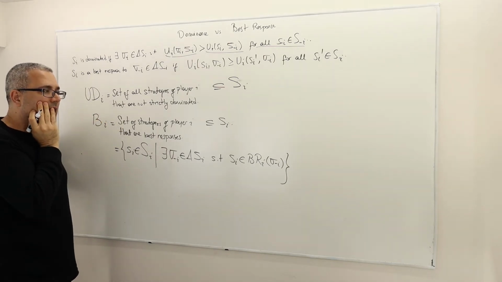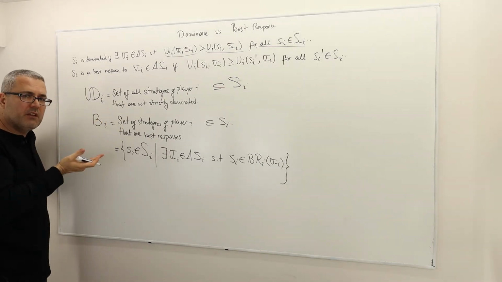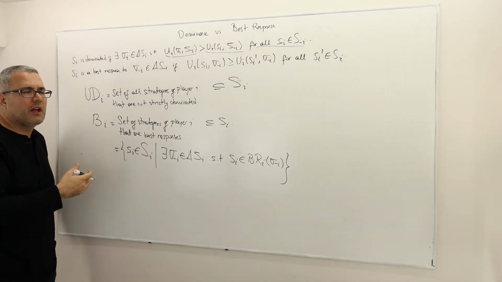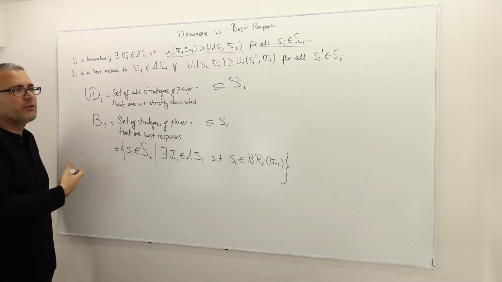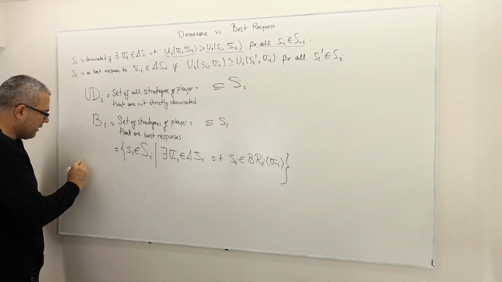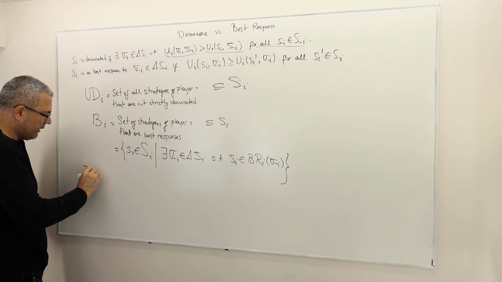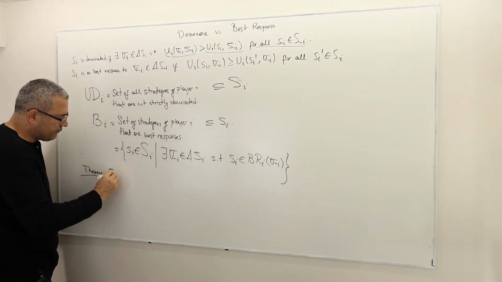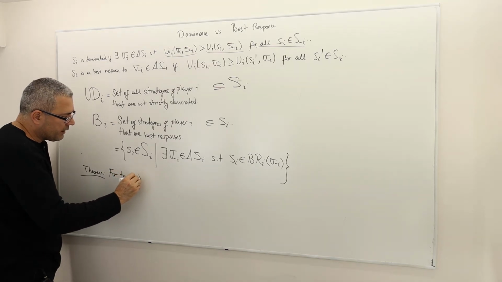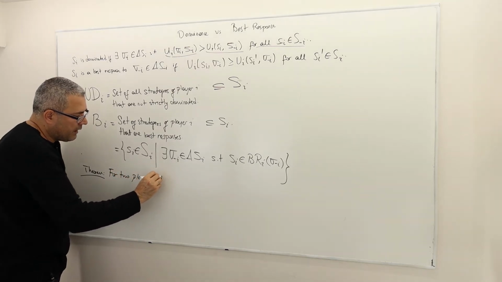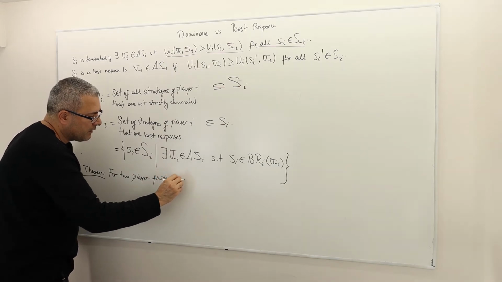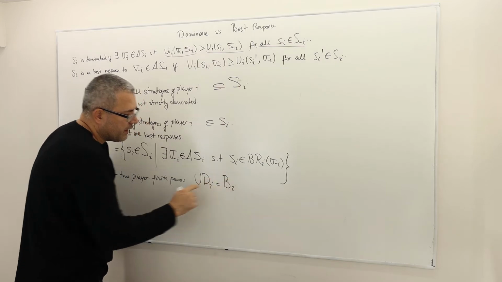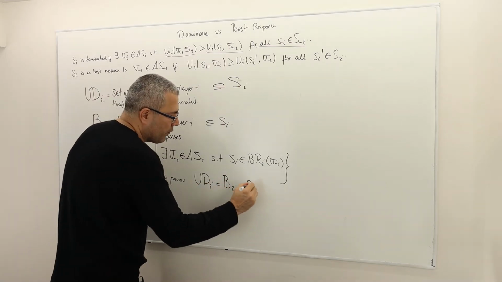All right? So how are they related? Well, this is a theorem, in fact, but we're not going to prove it formally. We're just going to show that it is true through some examples. But the theorem is the following. I'm going to just state it informally. For two-player finite games, these two sets are actually equal for both players.